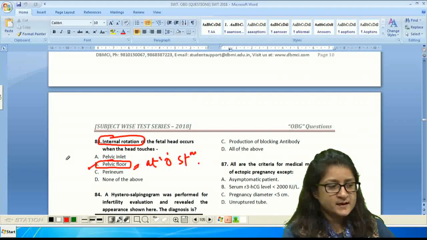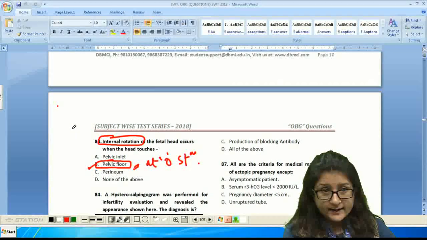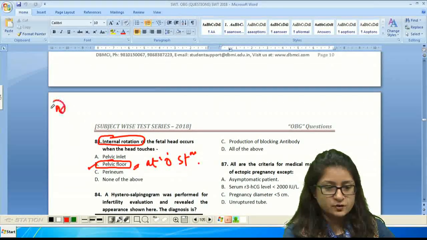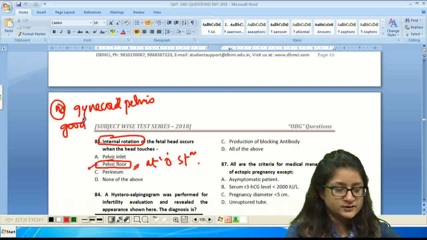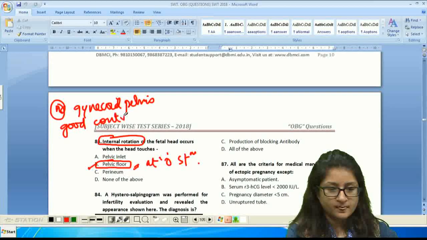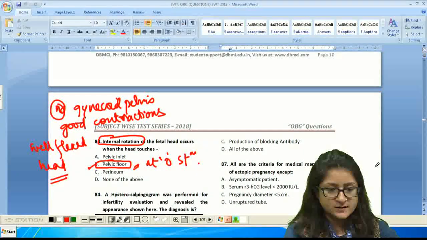Okay, and the factors that will promote internal rotation are a good pelvis, the normal gynecoid pelvis, good contractions, and a well flexed head. These are the things that favor internal rotation.